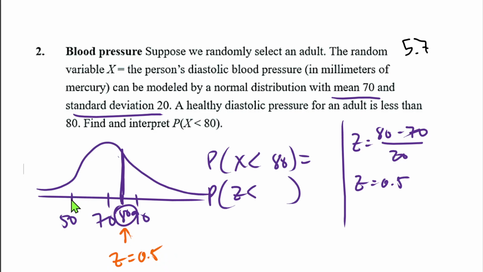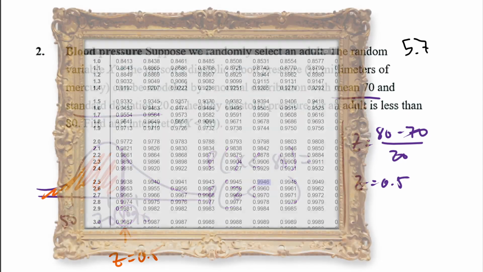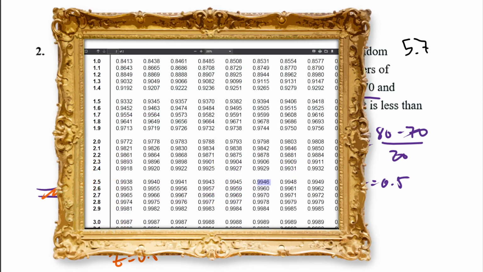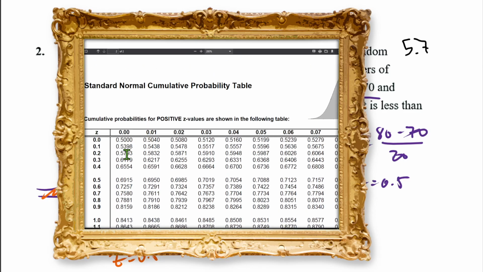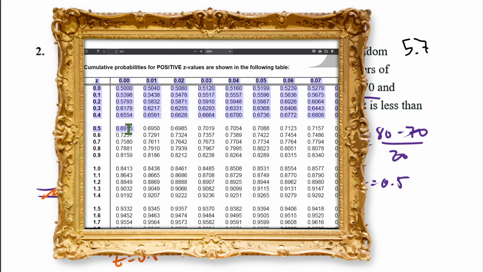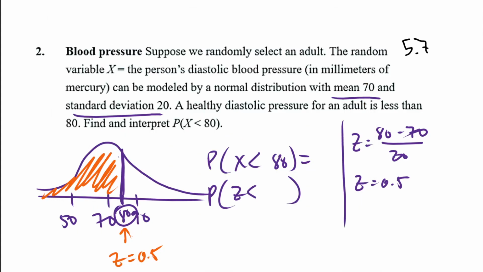And so what's the probability of being over here? Well, we can just turn directly to the table and find a z-score of 0.5, and that is going to be right here, and boom, there is your answer, 0.6915. Believe it or not. So the probability of z being less than 0.5 is that decimal that we just looked up.